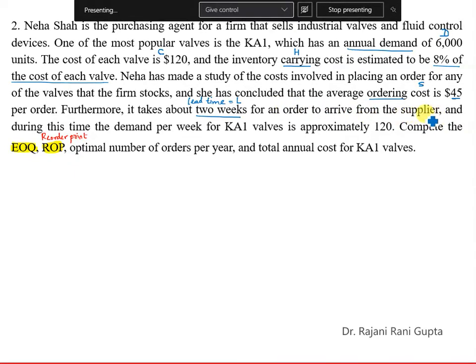And during this time, the demand per week of the valve is approximately 120. So its weekly demand is given. That was annual demand, and here it is given that weekly demand is 120. So now we have to compute the economic order quantity. It means we have to calculate Q, the reorder point R, the optimal number of orders per year, and the total annual cost.